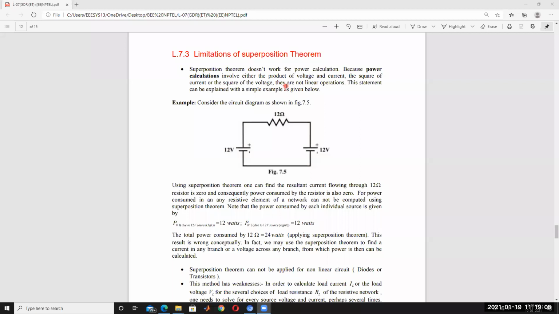Ma'am explained the limitations of superposition theorem, sir. Good. So next class we will discuss problems regarding Thevenin's theorem and Norton's theorem. You will get some clarity about those theorems in the next class. Okay, that's all for today. Absentees are 1, 4, 14, 15, 25, 37, 56. You can leave.